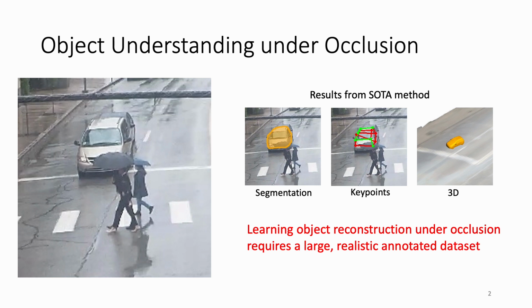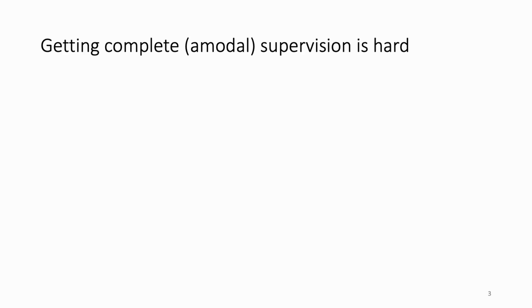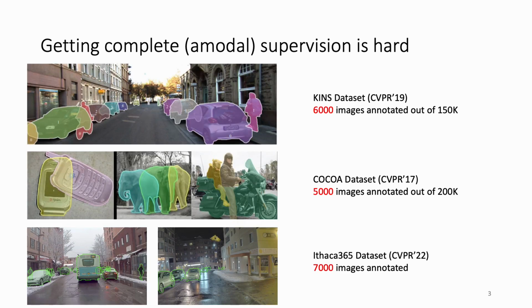One of the key challenges is the lack of data annotations for occlusions. However, getting supervision for complete representation is hard because annotating the occluded parts is difficult, even for humans. Here, we highlight the limited number of annotations for complete segmentation. And this is just for 2D. Annotating 3D information under occlusion is even more challenging, further limiting the amount of available 3D annotations.